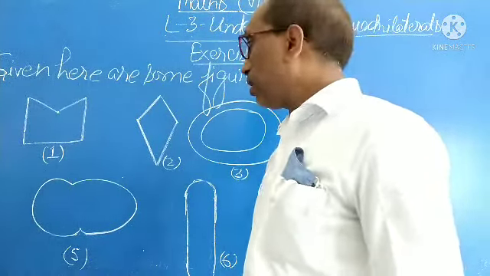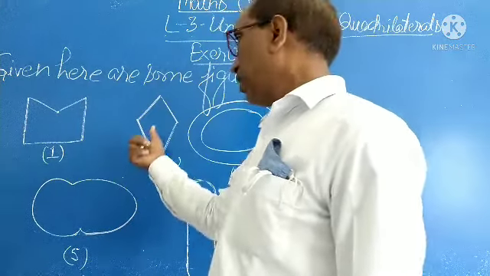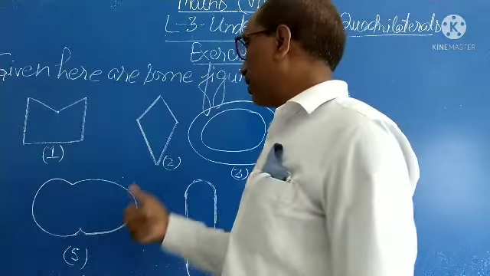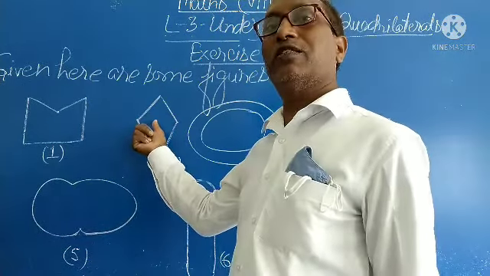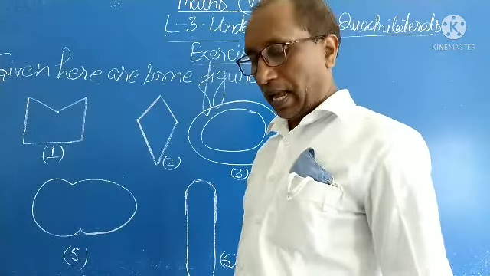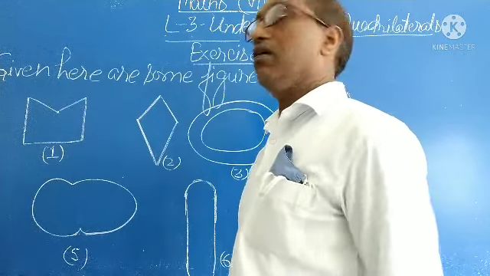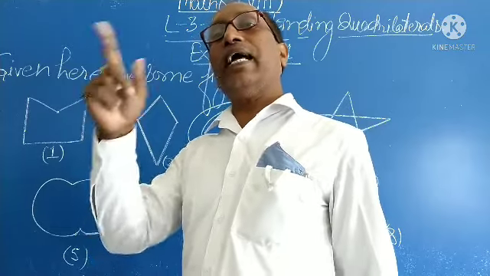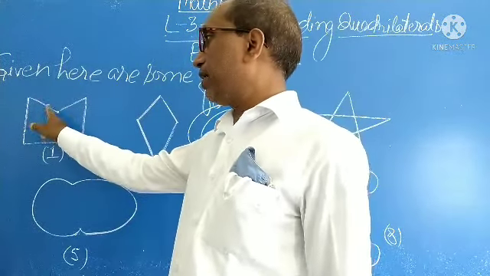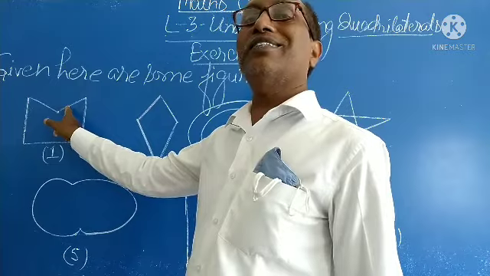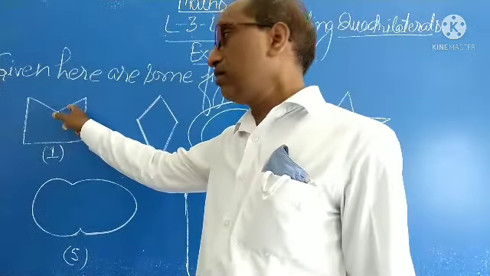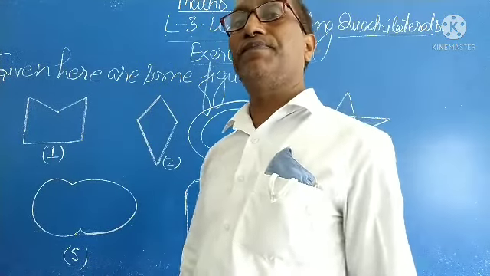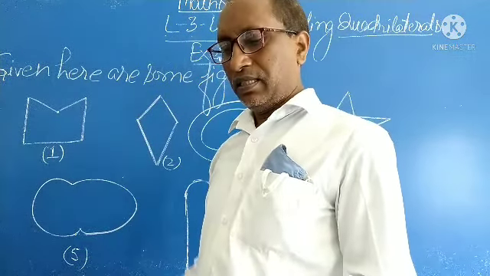Third, convex polygon means the polygon in which all angles are less than 180 degrees. This means figure 2. And concave polygon is the polygon in which at least one angle is greater than 180 degrees. Figure number 1 is a concave polygon.